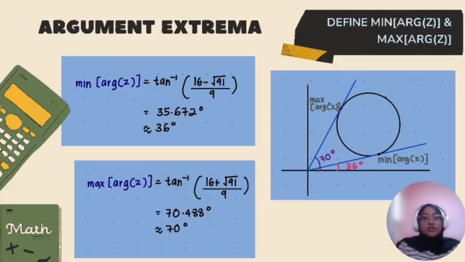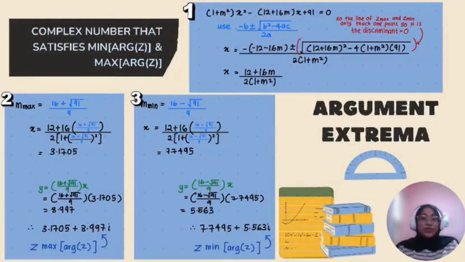So here we just use the formula inverse tangent of the gradient. Here we use the quadratic formula, then we just insert the max and min gradient in the x equation, which will then give us the z for the min and max argument of z.